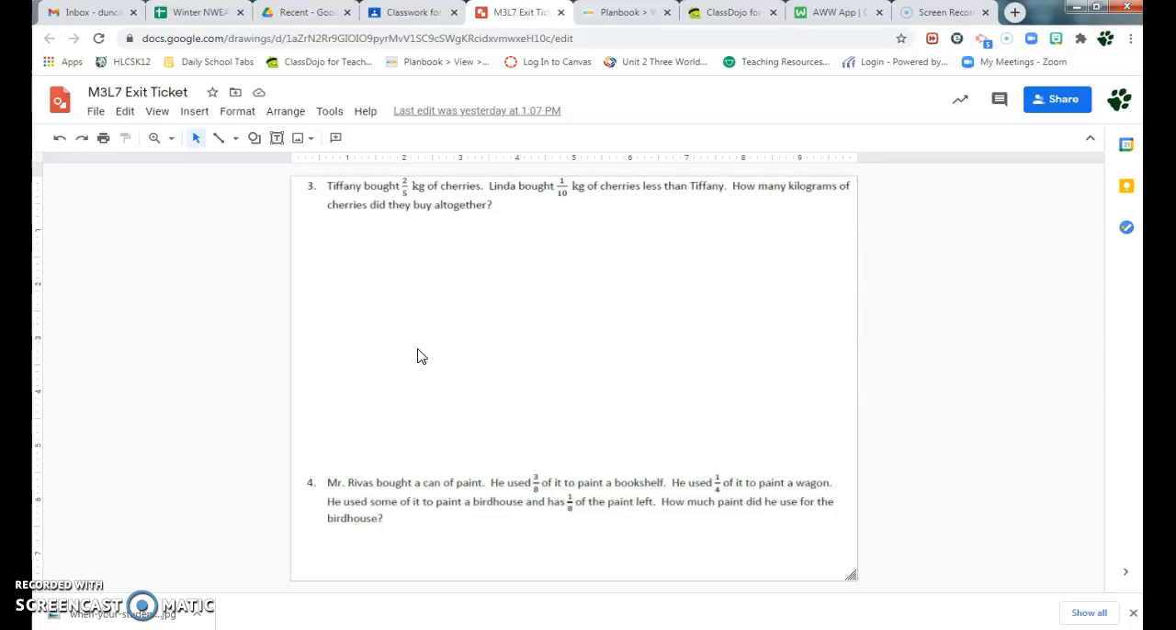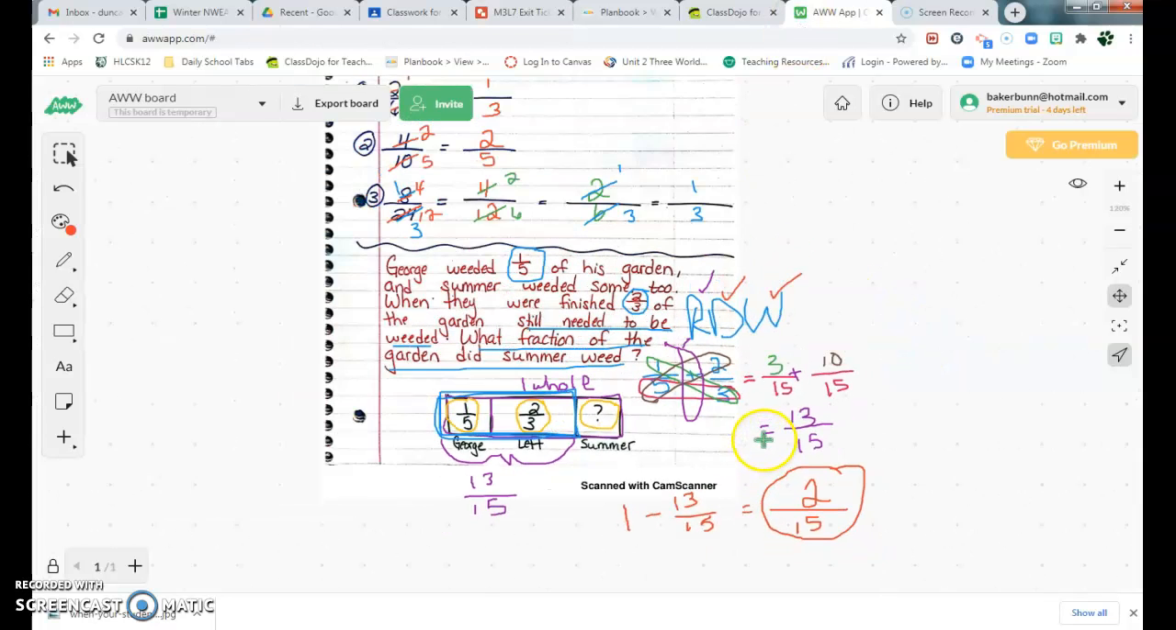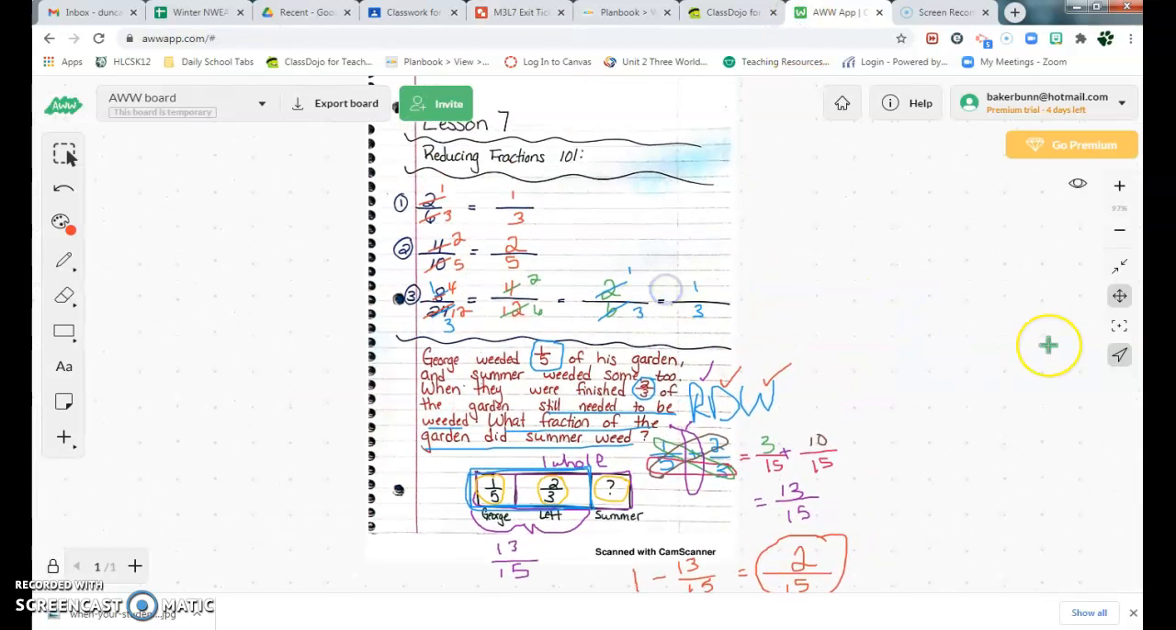I suggest you use the box, read, draw, write strategy: one whole can of paint, and separate it just like what we did with George and Summer and what was left over, partitioning it with the different numbers that are given to you here. If you have questions, let me know. These are not easy. They take some time, but let me know if I can help in any way, and I will certainly do that.